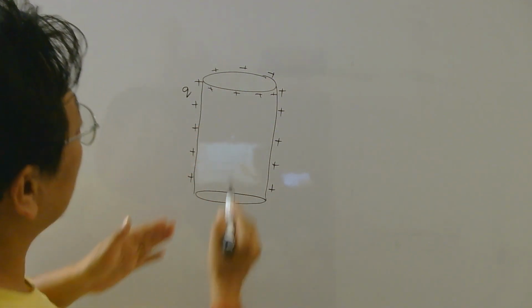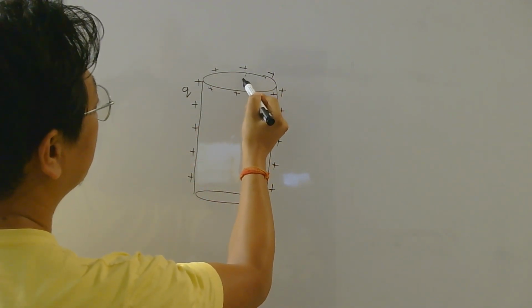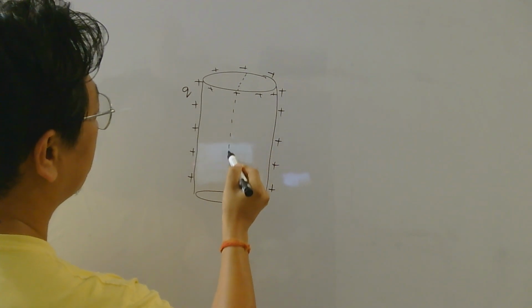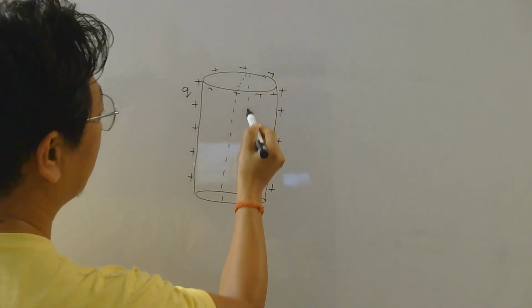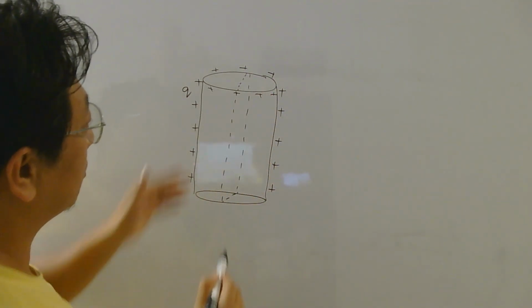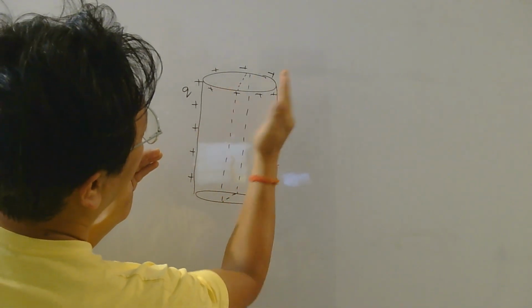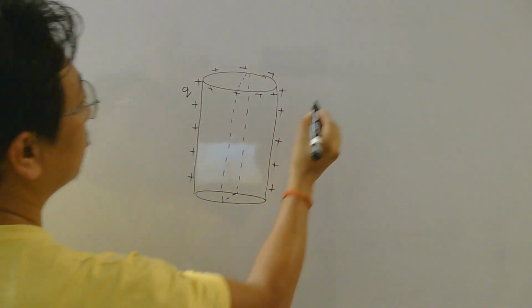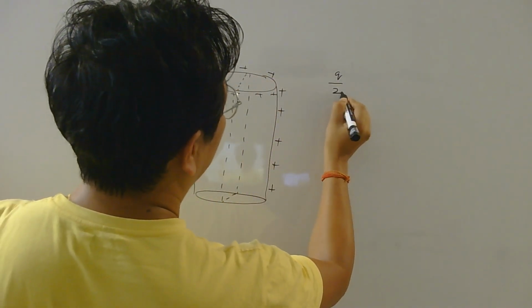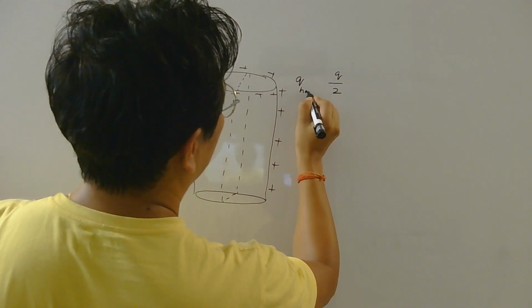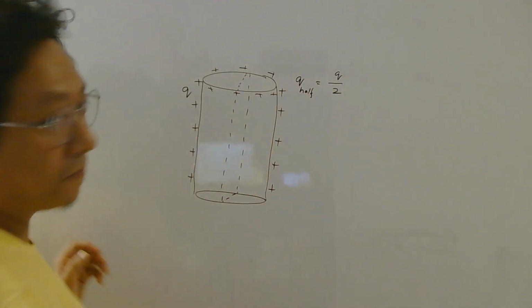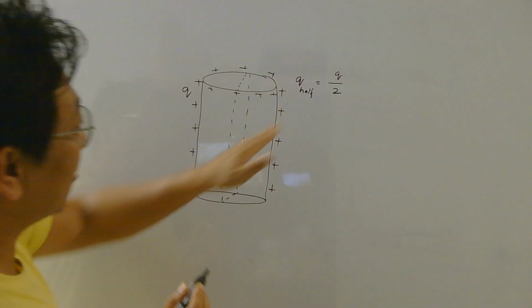Now if I ask you, I want to know charge on half part of the cylinder. So I want to know charge on this half part of the cylinder. Then obviously what will be that? Q by 2, charge on half part of the cylinder. Obviously, right? But how can we derive this?